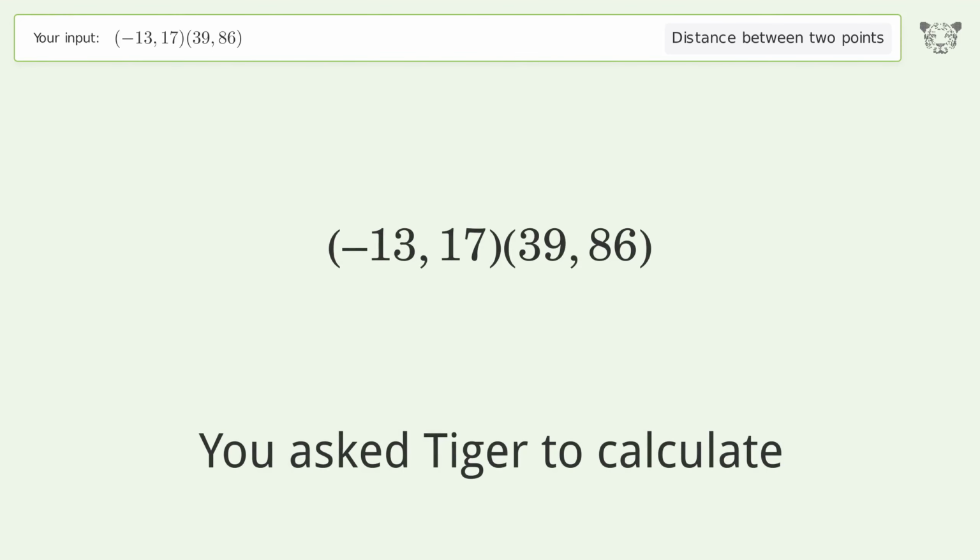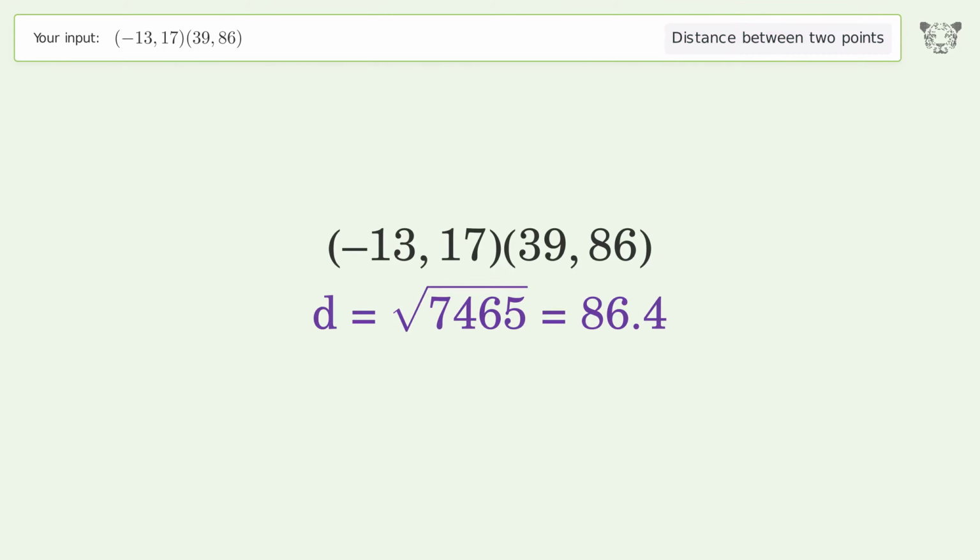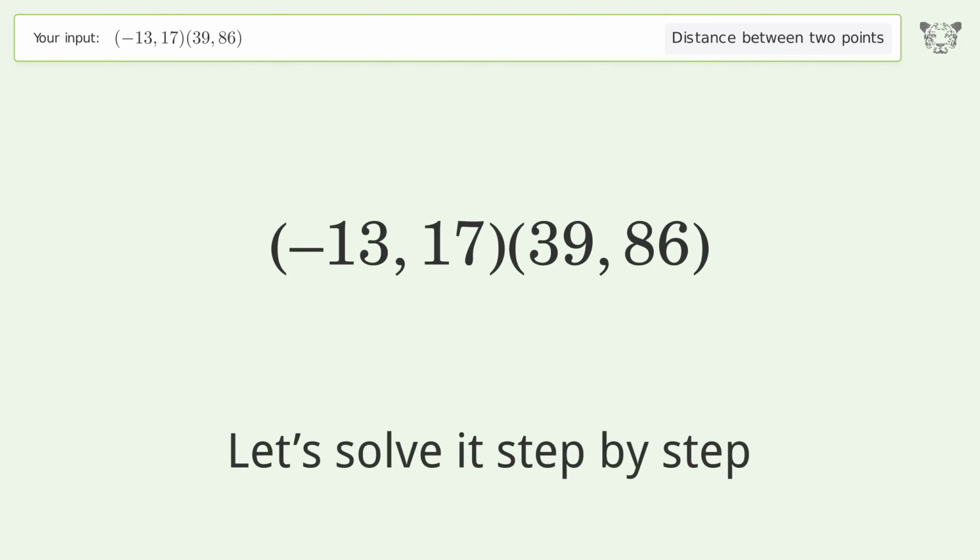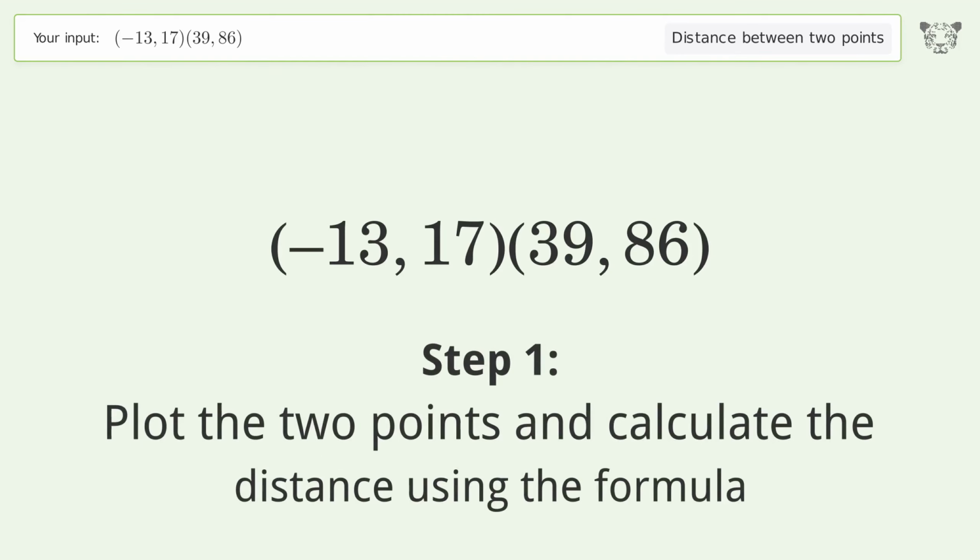You ask Tiger to calculate. This deals with the distance between 2 points. The distance between the 2 points is the square root of 7,465, or 86.4. Let's solve it step by step. Plot the 2 points and calculate the distance using the formula.